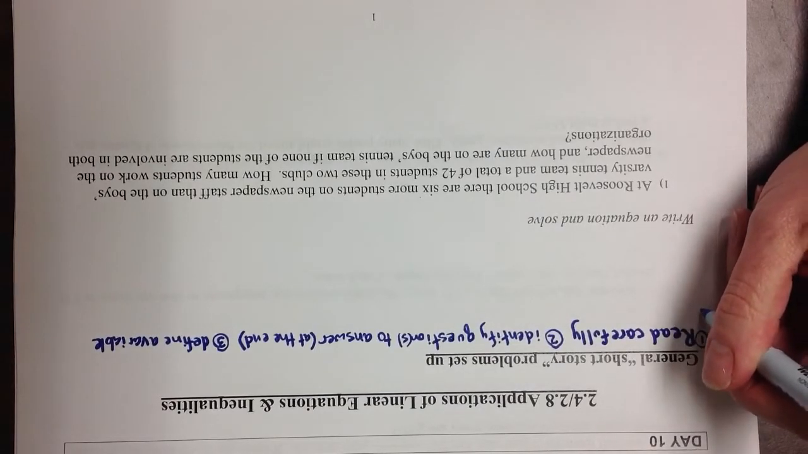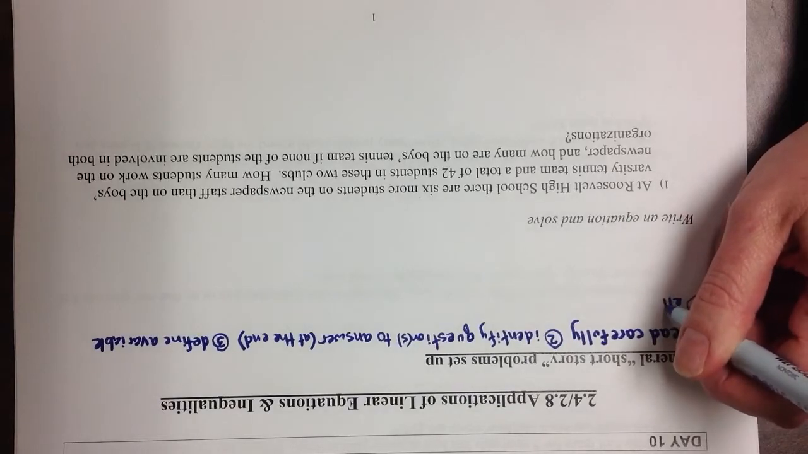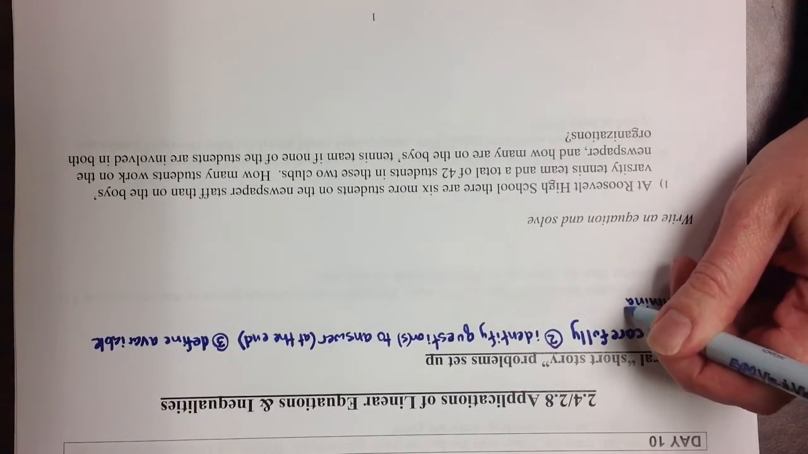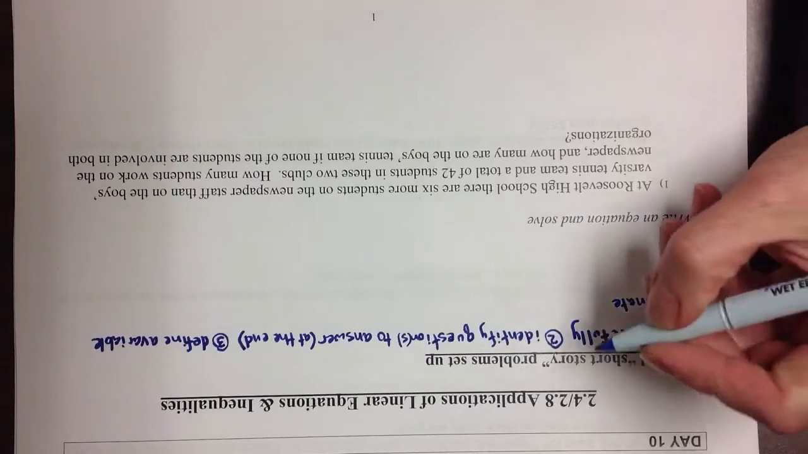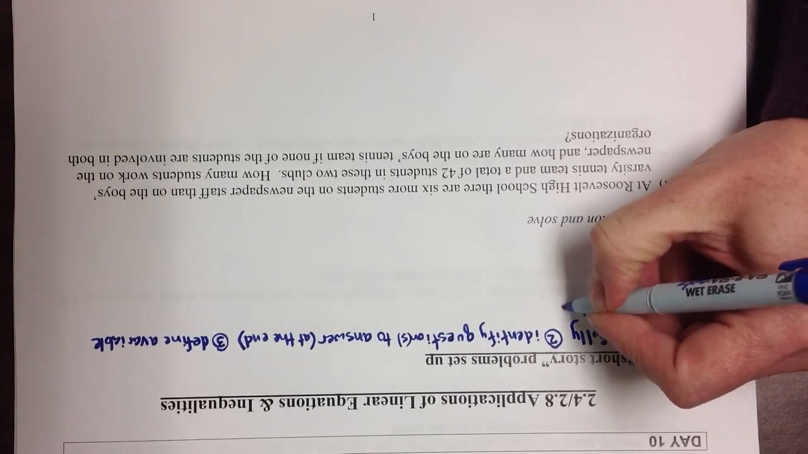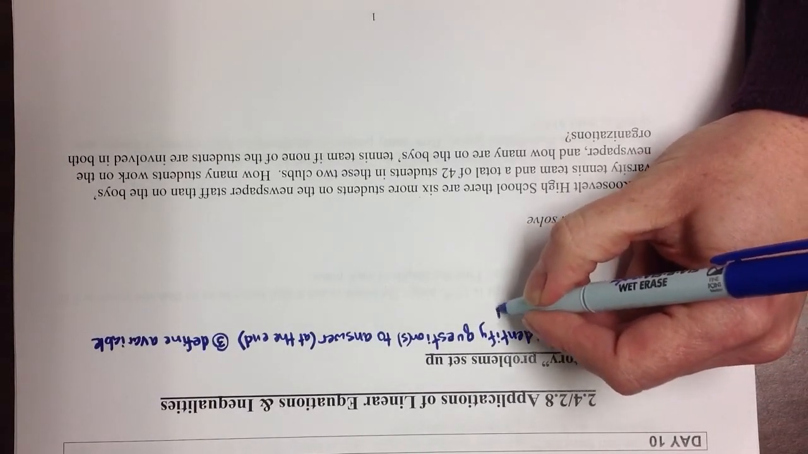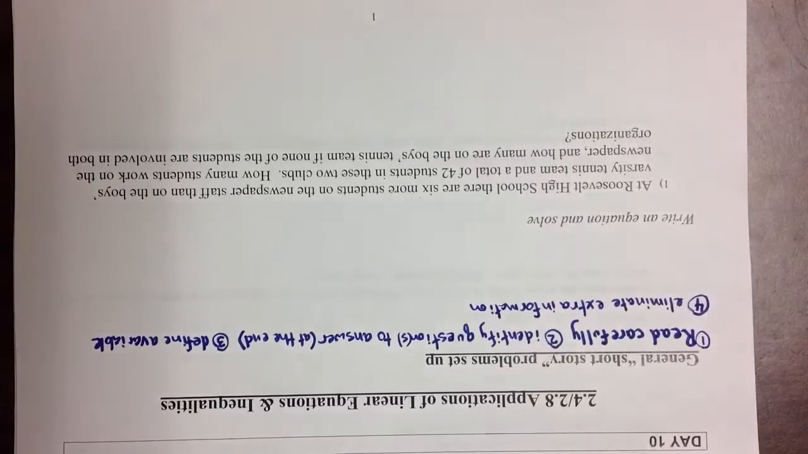Then you want to read the problem a second time to eliminate extra information. Oftentimes a story problem gives you a lot of other information that's really not necessary for solving the problem. So see if you can find any of that information and get rid of it.